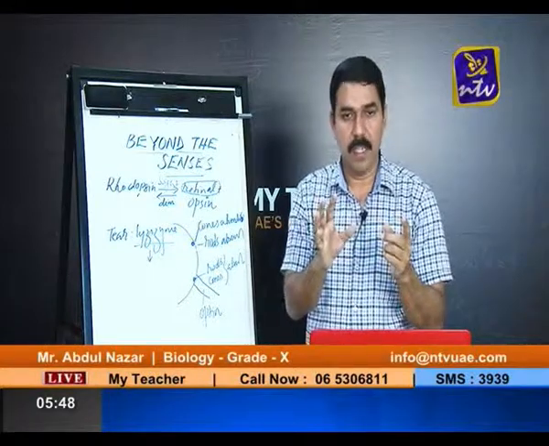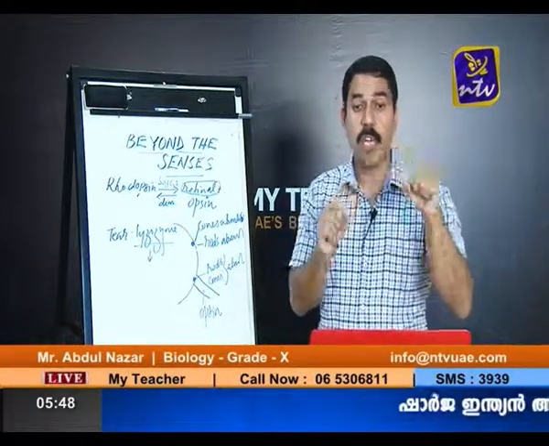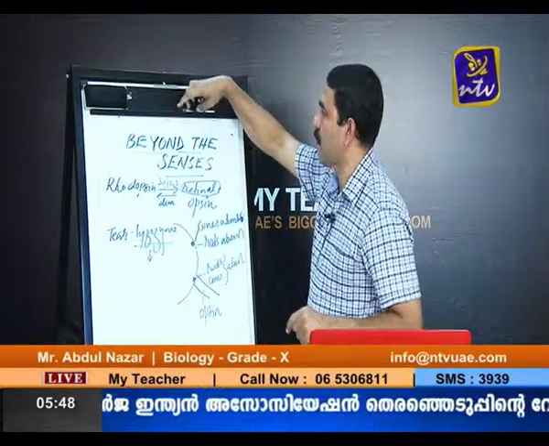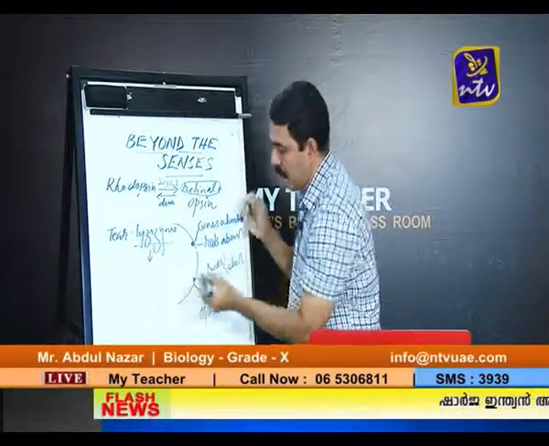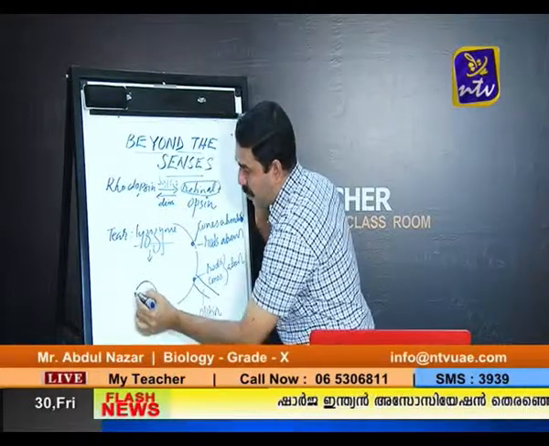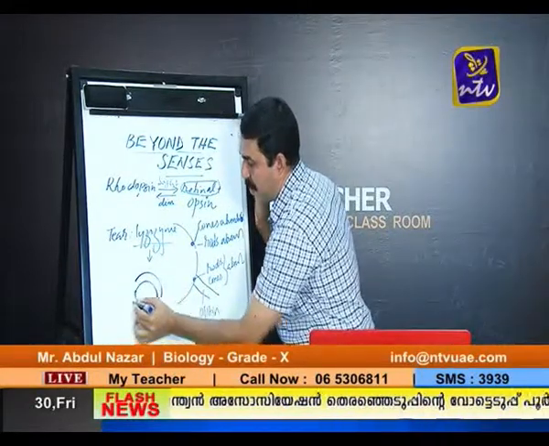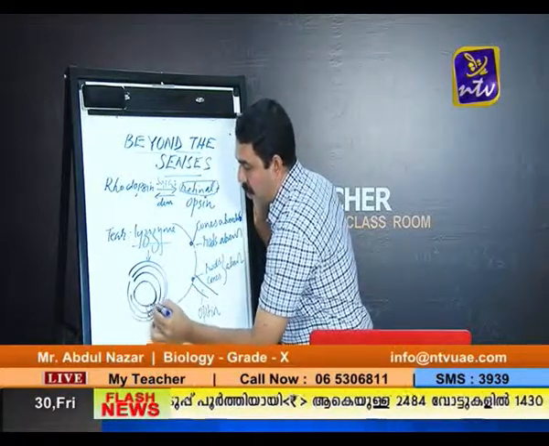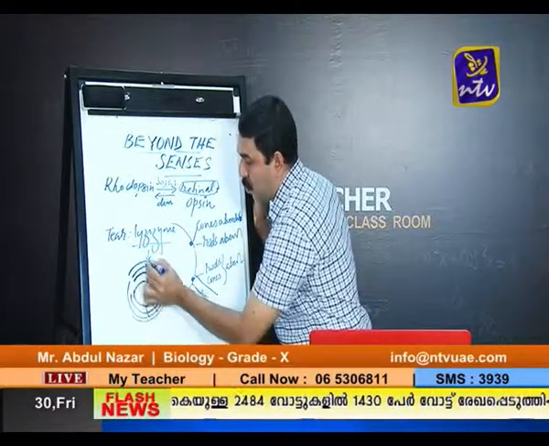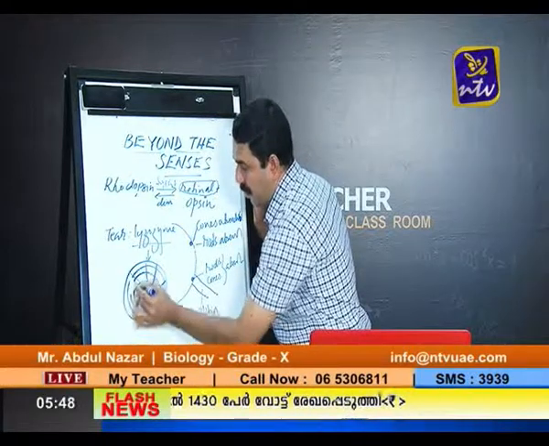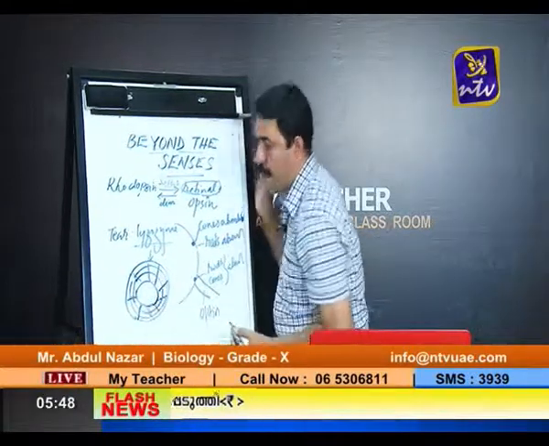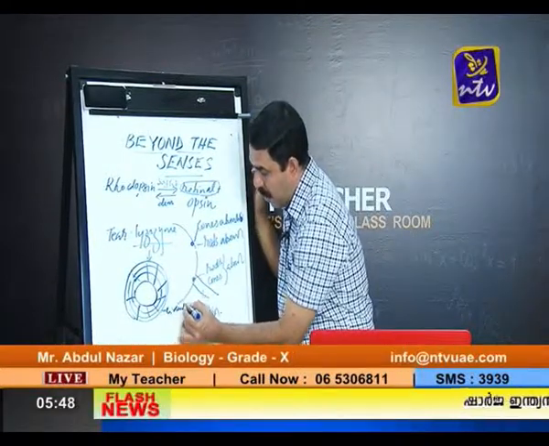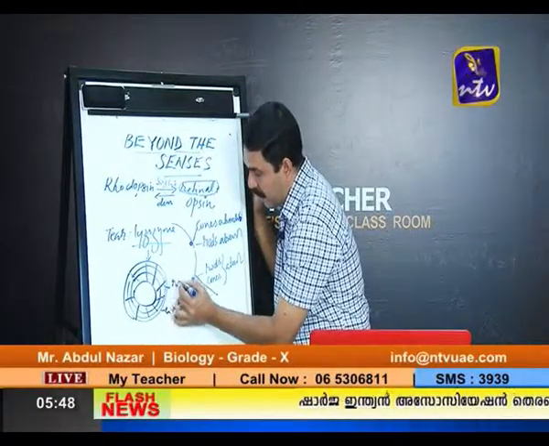How does it happen? This is because there are two types of muscles around the pupil. I'll show you on the board. Suppose you consider this a pupil. There are two types of muscles around the pupil. One is called circular muscles, and the other is called radial muscles.